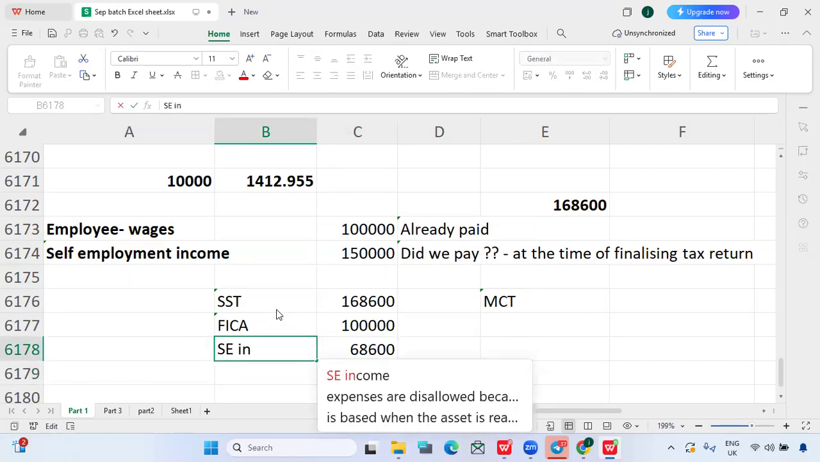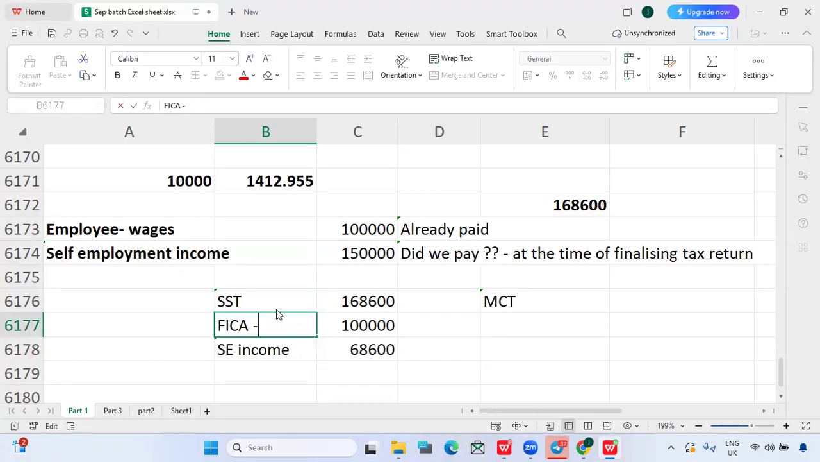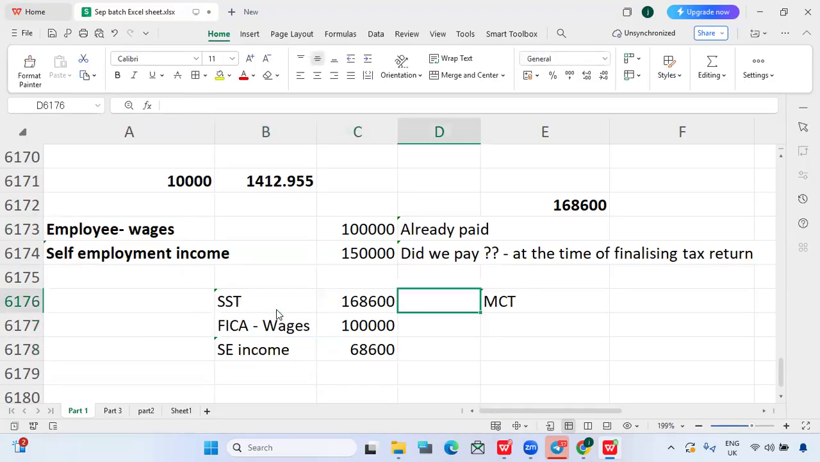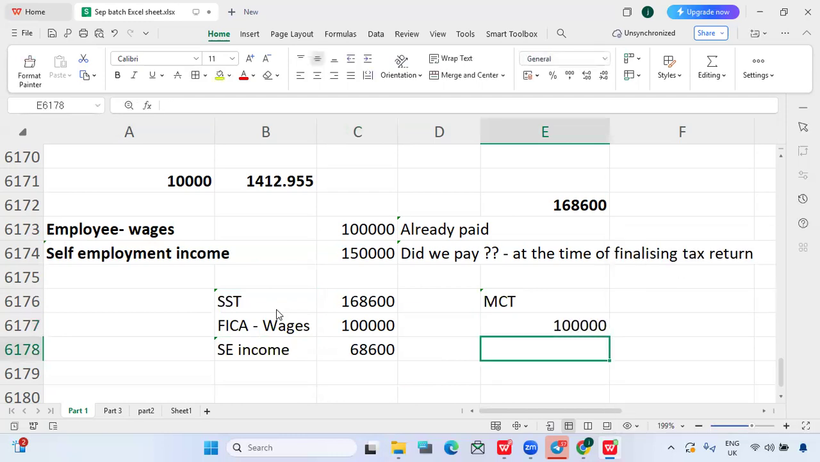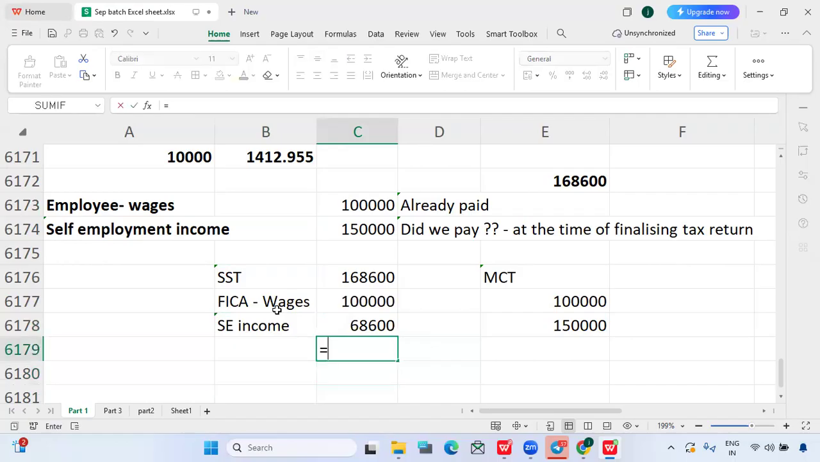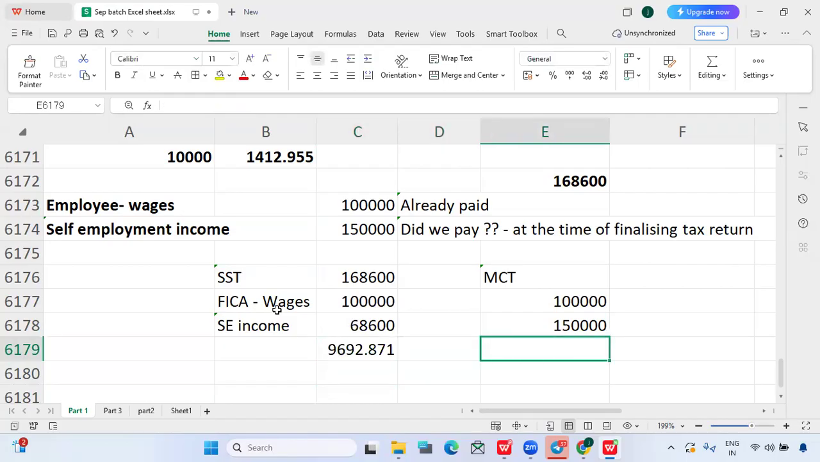Self-employment income we will include here. This is the wages amount. And Medicare, do we have any thresholds? No threshold. So on 100,000 we have to pay, and on 150 also we need to pay. But here, for self-employment income, we have to pay on 68,600 only. That means 68,600 into 92.35 percentage into 15.3 percentage. This is your SE taxes of social security contribution, and also we have to pay Medicare.